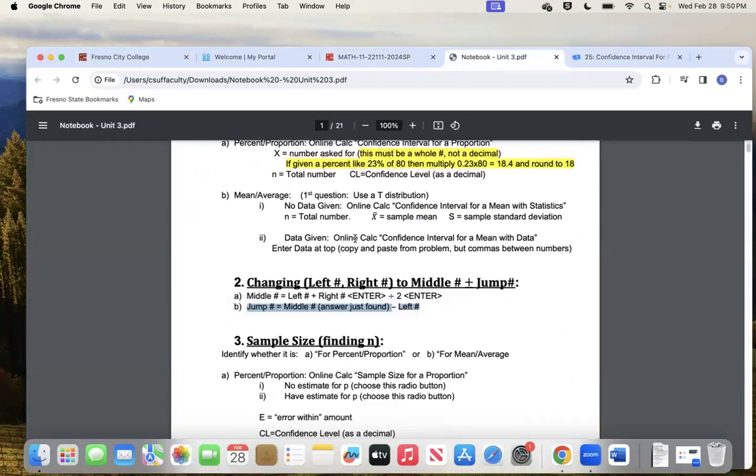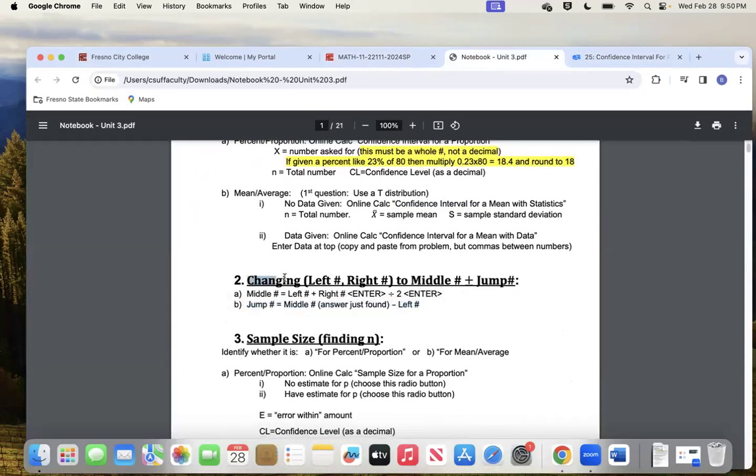So you come on down to this part that says changing left, right to middle number plus or minus jump. That's what we need to do. How do you do it? The middle number is the left plus the right, hit enter, divide by 2, enter. And the jump number is the middle number just found minus the left number. So let me go back and show you that.